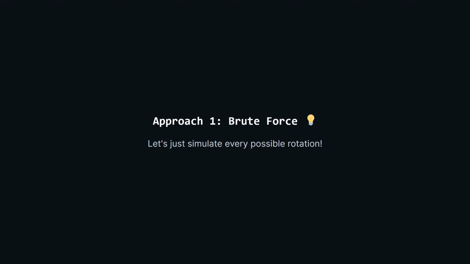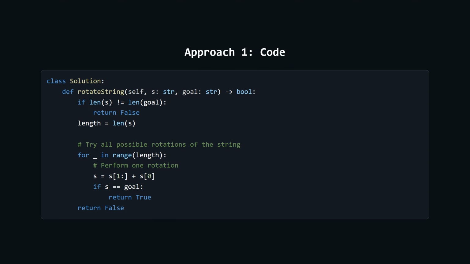Okay, so for our first approach, let's look at the brute force method. The most obvious way to solve this is to just manually simulate the shifting process. We rotate the string one time, and then we check, does it match our target now? If not, we rotate it a second time, and check again. We keep doing this until we've rotated it a full circle. If we checked every single possible setup and still didn't find a match, then it's impossible. Here is the Python code for that brute force idea.